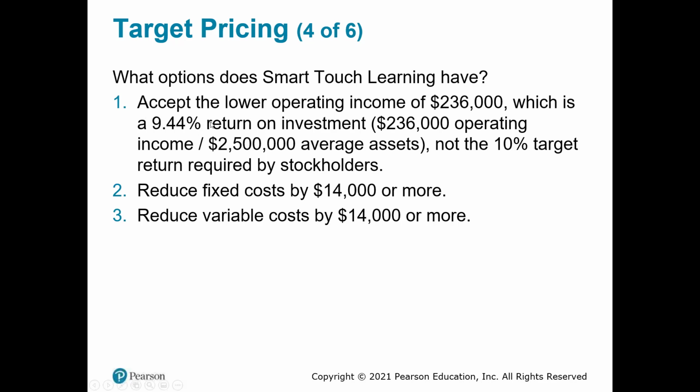But it is an option to try to convince the people that are dictating what they expect your profitability to be to accept a lower return for one reason or another. But if they're unwilling to accept that, well, then we got to get rid of $14,000 in cost because we are a price taker. So we can reduce our fixed costs by $14,000. We can reduce our variable costs by $14,000. Maybe we can find some mixture of those two to get us down $14,000. We got to reduce costs by $14,000.